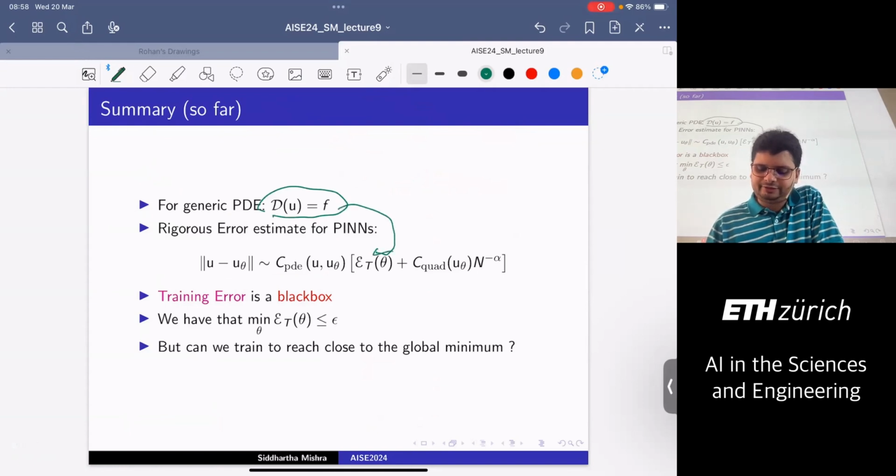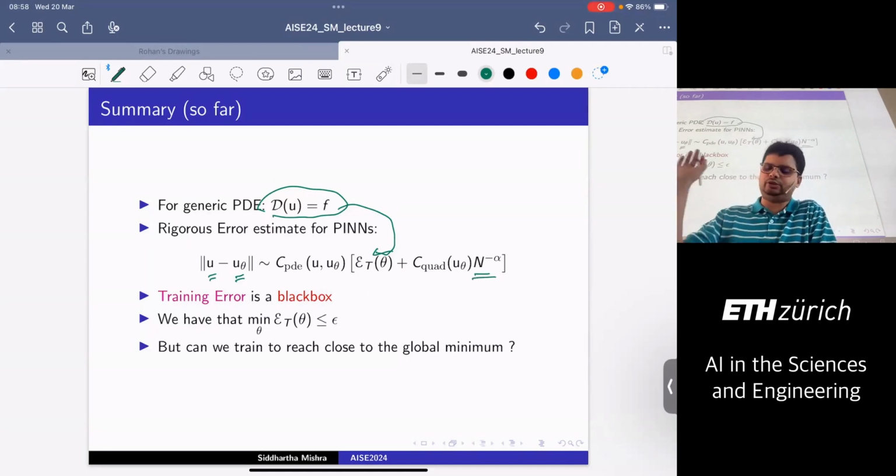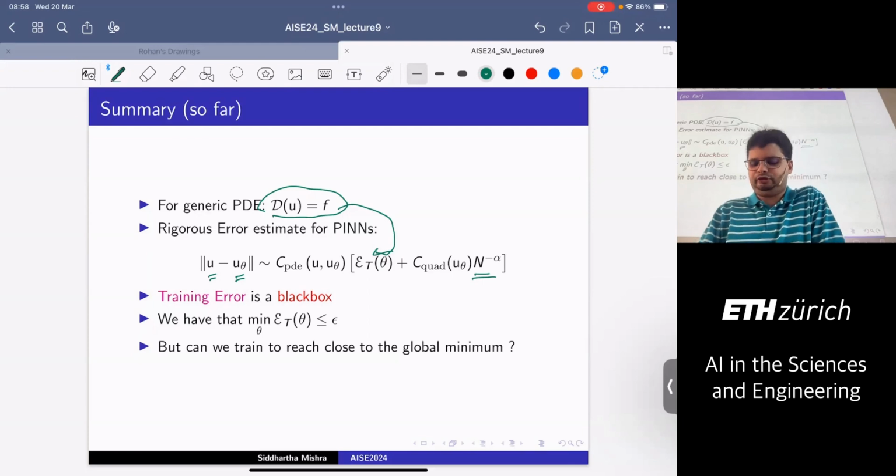For PINNs, we have some good theory, some rigorous insight, and a rigorous error estimate, which morally goes like this. The difference between the ground truth and the best approximation that we can do depends on three things. It depends on the number of quadrature points. This is always something that we can make small, for instance, even independent of dimension, if these are random points. So this is a good term.